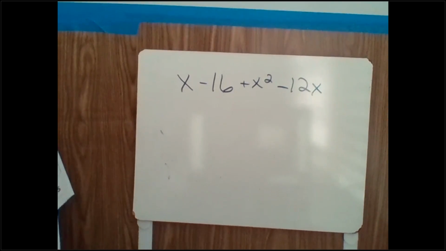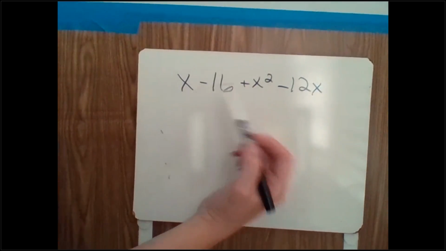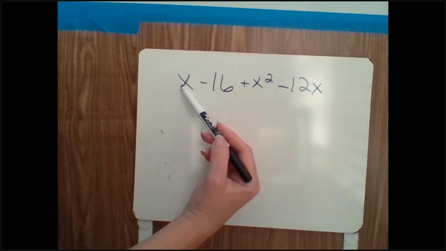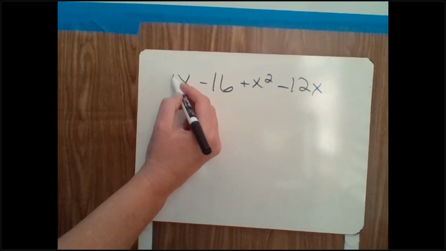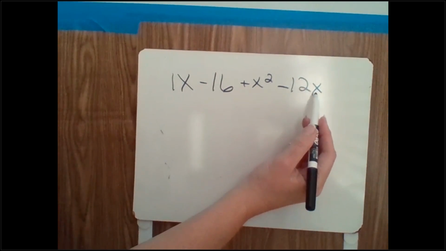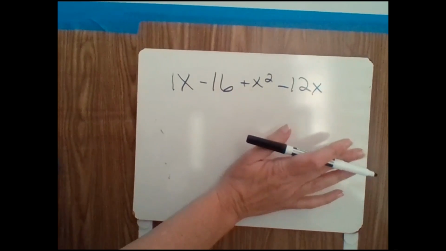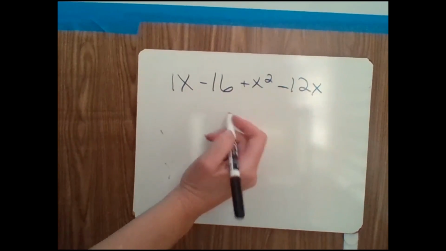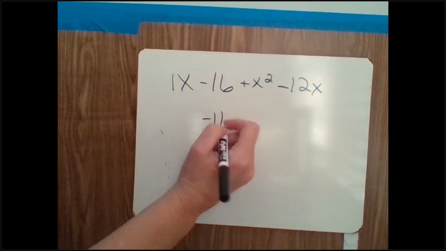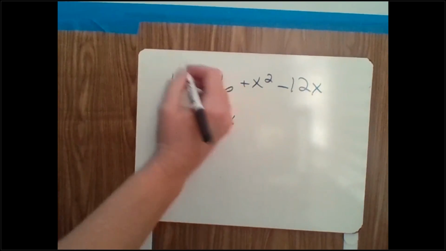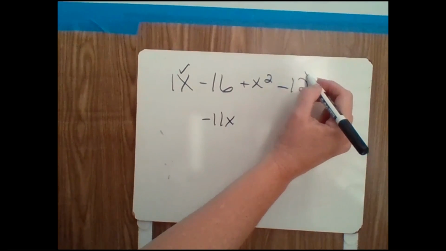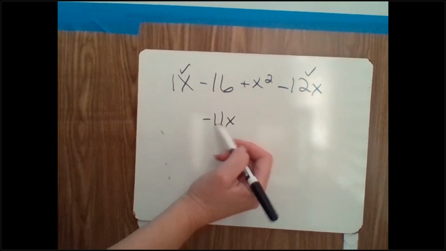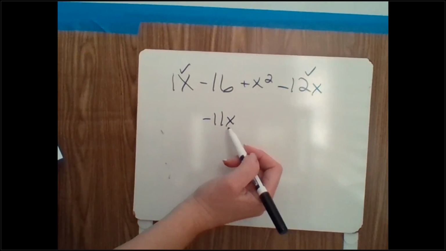So the first thing you need to do is find terms that can go together. And we see here, just like in the last problem, we've got x, which we know is the same thing as 1x, and minus 12x. Well, those are both x terms, so we can combine those. 1 minus 12 would be negative 11, and remember, we still have our x. So I've combined 1x and minus 12x. Those two are done. They combine to be negative 11x.